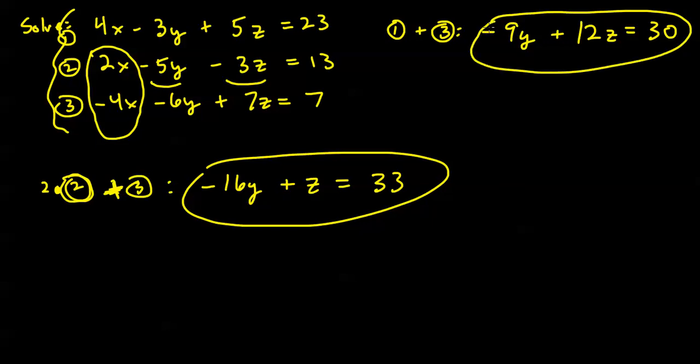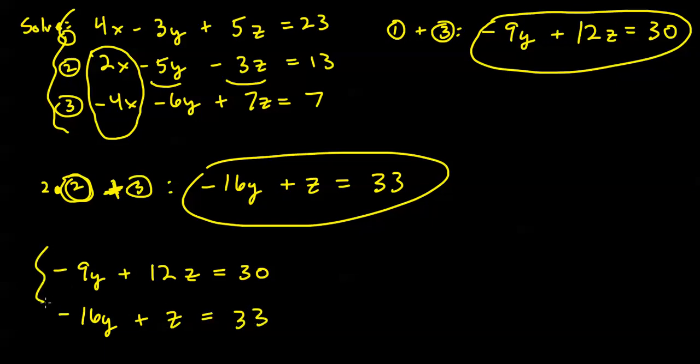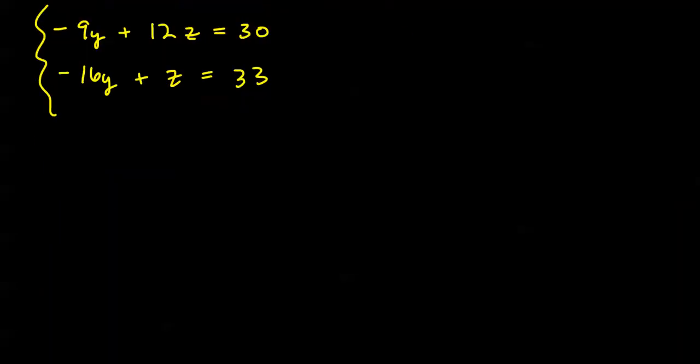So I've got two different equations with x eliminated. Let me write down the resulting 2 by 2 here. Minus 9y plus 12z equals 30. And minus 16y plus z equals 33. Alright. Now I'm going to solve the resulting 2 by 2.